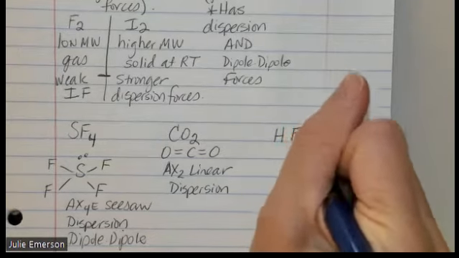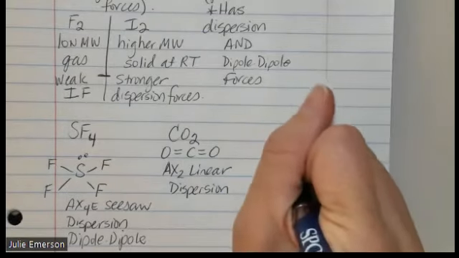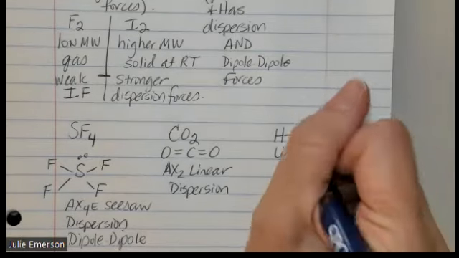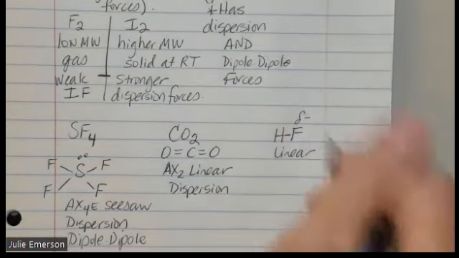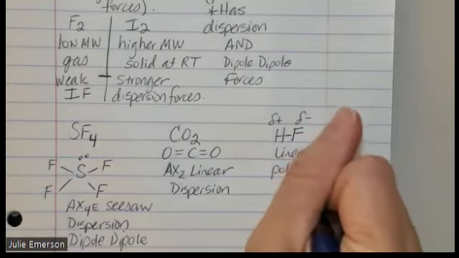Now, if we look at HF, that one I can just go ahead and draw the structure. There's no geometry here to worry about because there's only two elements. So obviously it's going to be linear. And so it's a nice, easy molecule to look at. We know that the fluorine is highly electronegative, so you're going to have definitely a polar molecule, right?